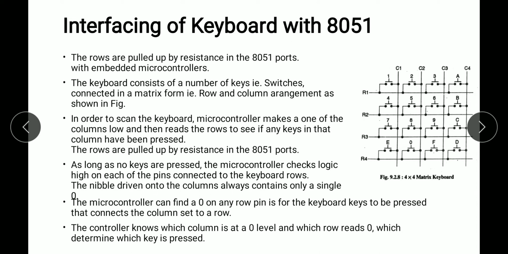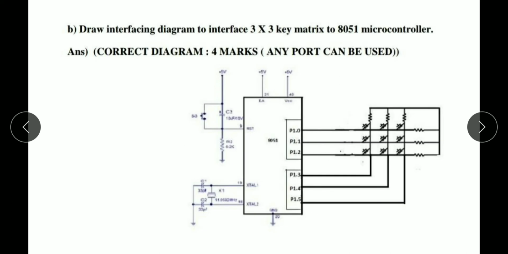After that, we give the information about whichever key is pressed. Now draw the interfacing diagram to interface a 3 into 3 key matrix to the 8051 microcontroller. 3 into 3 key means what? There are 3 rows and 3 columns. After that, here if you see, this is the 8051 microcontroller. These keys are present, that is, columns and rows.